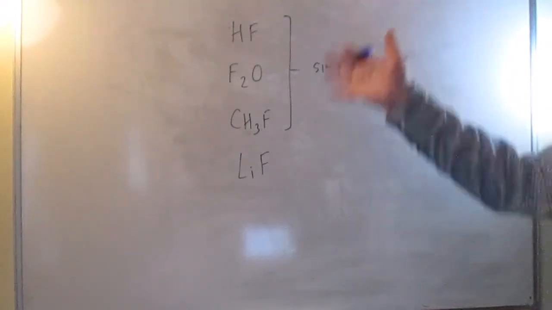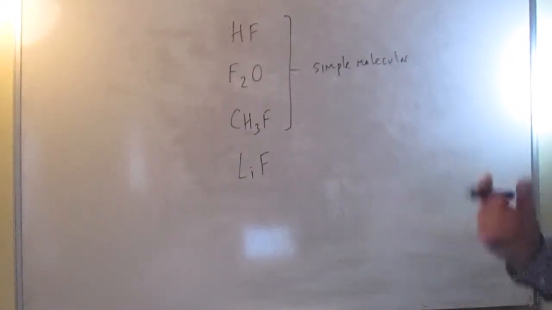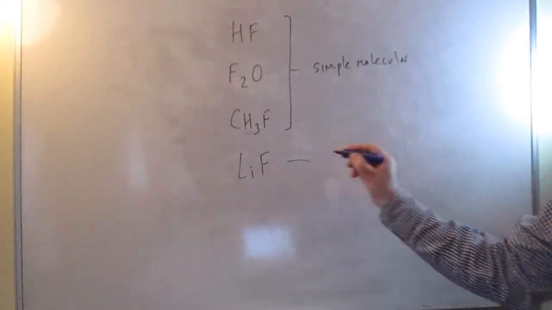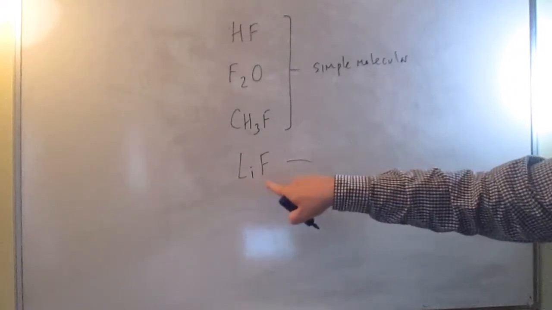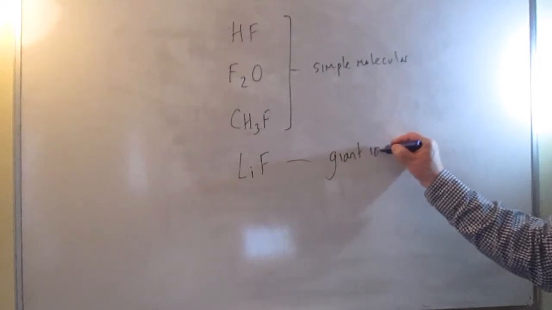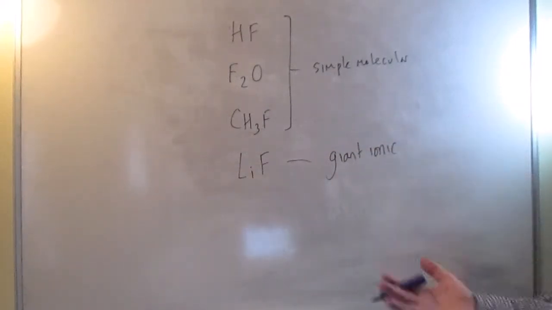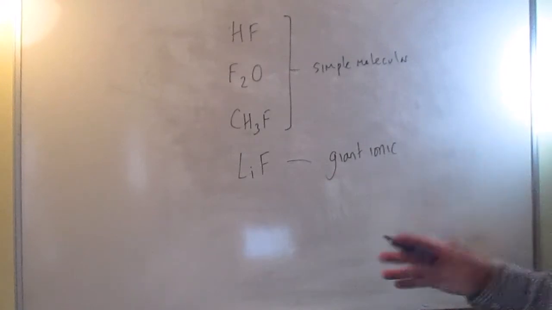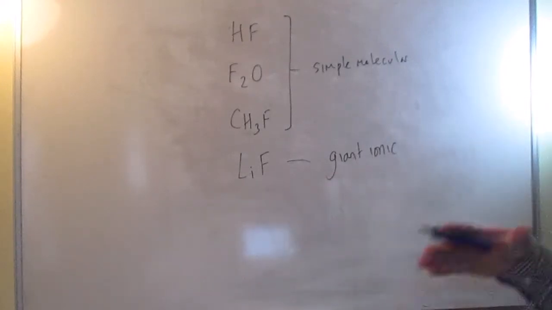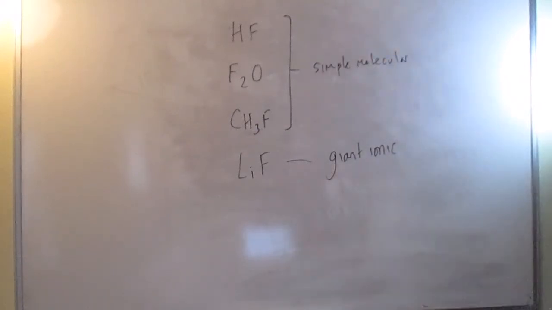So you expect these to have relatively low boiling points because you don't need to put much energy in to break those intermolecular forces. This one, on the other hand, we have a metal and a non-metal, so this is going to be a giant ionic structure. And of course that means that you have to break the very strong ionic bonds to vaporize it, so this is going to have an enormously high melting point. So you could see that instantly if you looked down the list.